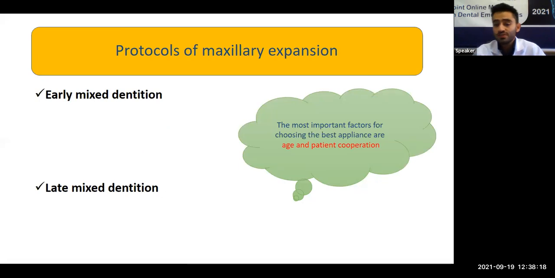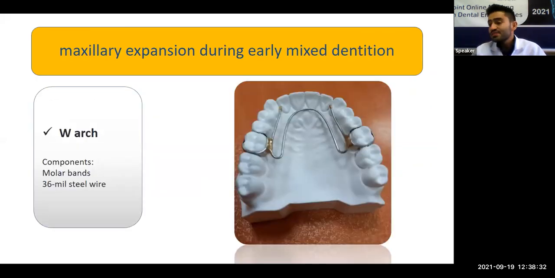What is the protocol of maxillary expansion in these cases? The most important factors for choosing the best appliance are age and patient cooperation. We divide the patients into two main groups, early mixed dentition and late mixed dentition. Maxillary expansion in early mixed dentition is achieved with different orthodontic appliances. One of these appliances is the W arch.